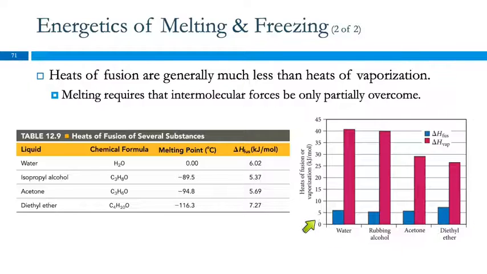This bar graph is showing the heat of fusion versus the heat of vaporization. It takes a lot more energy to vaporize something than it does to melt it. Because with melting, you only have to partially overcome the forces, whereas with evaporation, you have to completely break all of the intermolecular forces. And then here's some heats of fusion for several different substances. These are not numbers that you memorize, these are things that you look up.